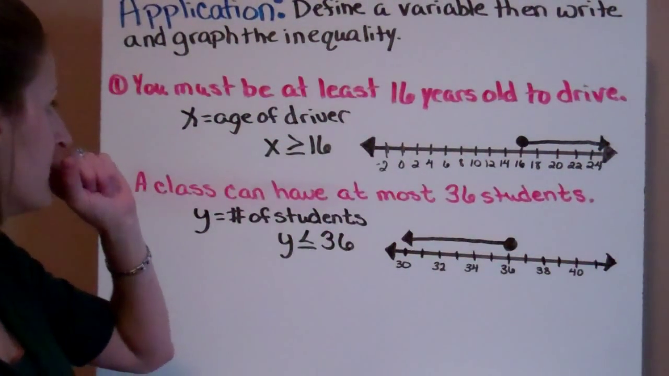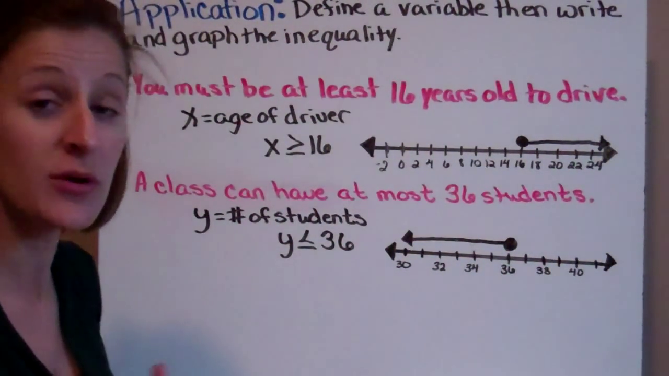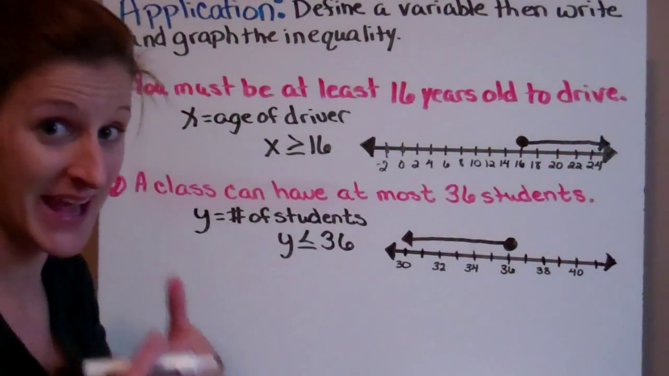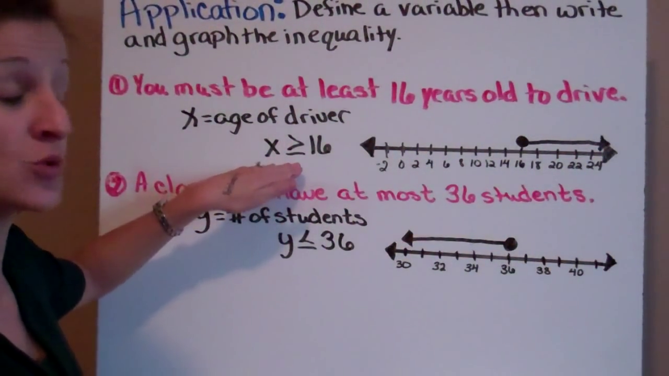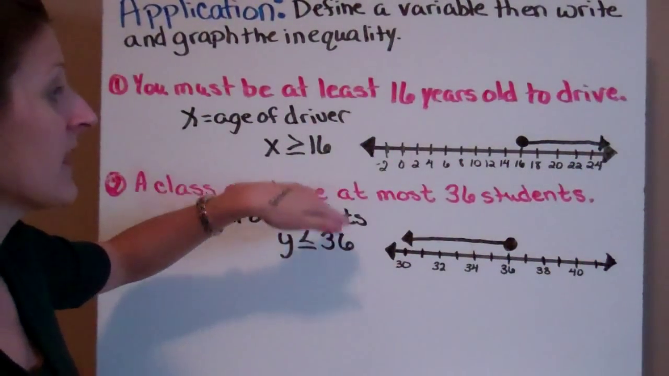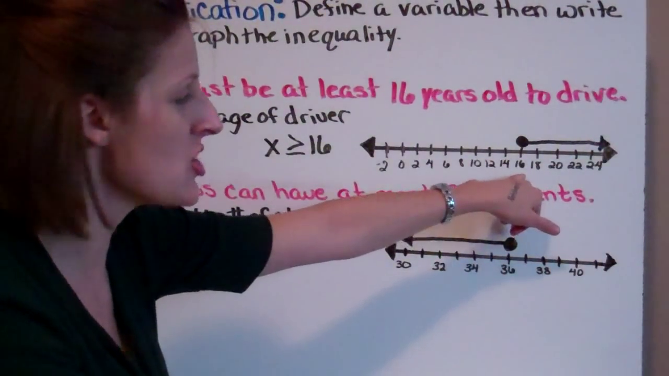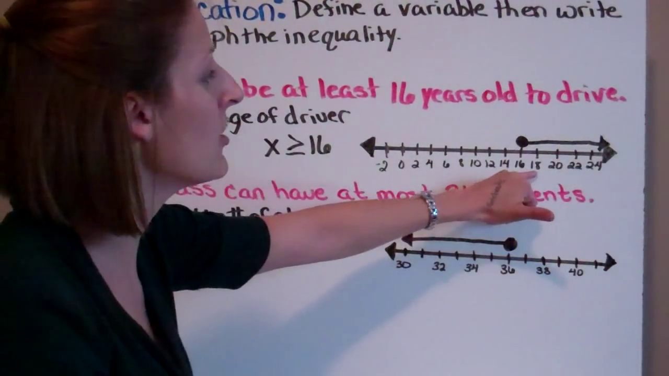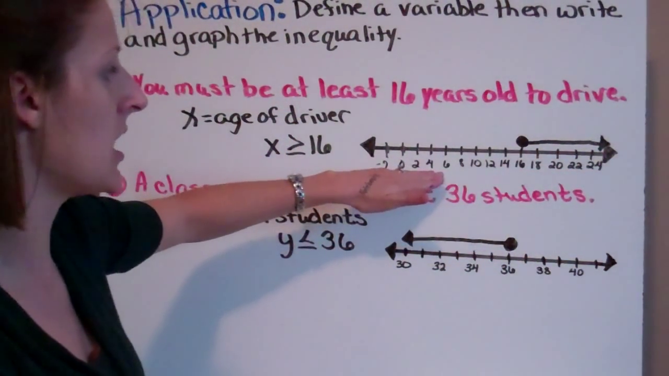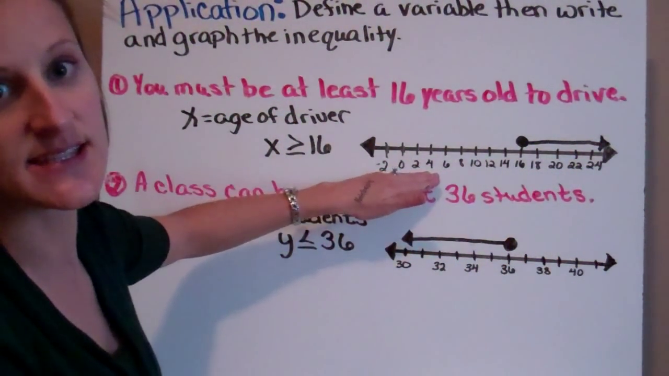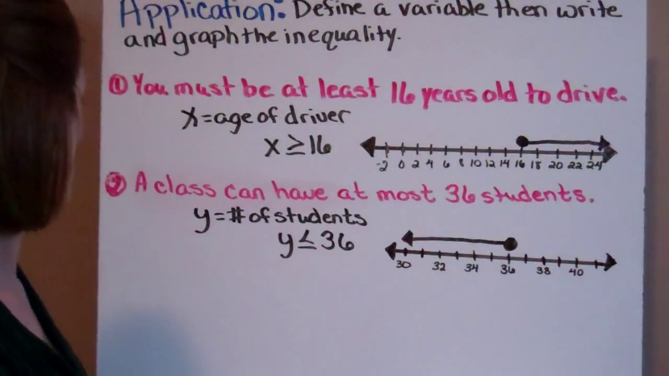Now, we know you need to be at least 16. You can be 16 to drive, but you need to be at least 16 to drive. So I need to do x is greater than or equal to 16. That means I'm going to put a closed dot on 16 because you can be 16 to drive. And I'm going to shade or draw my arrow towards the larger numbers because you can't be younger than 16 to drive. You have to be older, so it's going to be greater than.